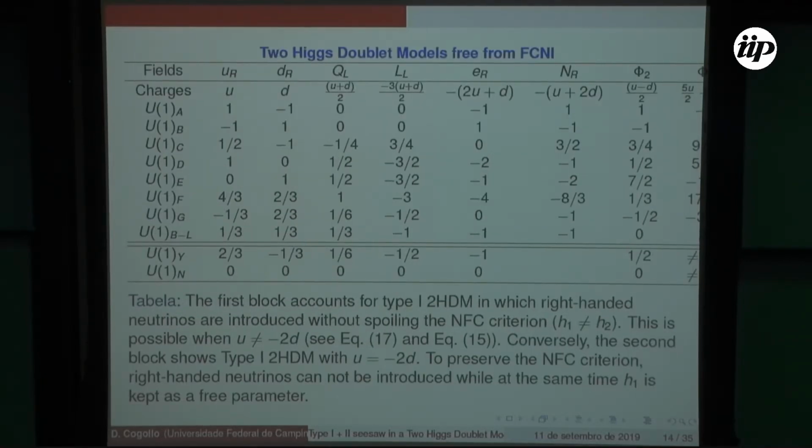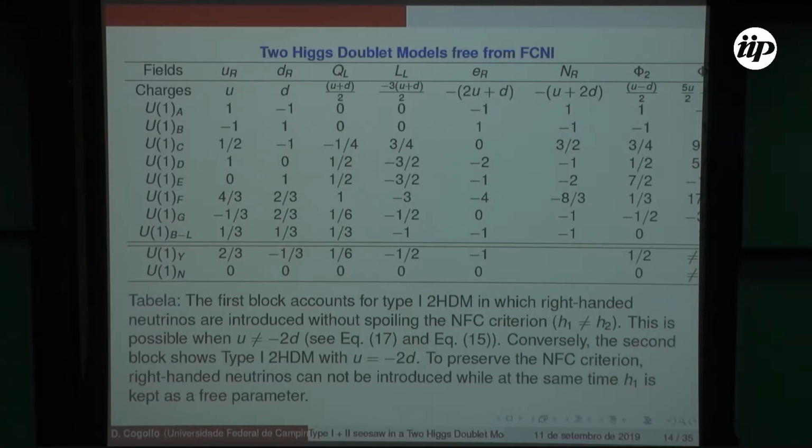Here in this table, we show a class of models generated in this Type I Seesaw mechanism, for example. The first block of this table shows models that generate masses for the neutrinos and also prevent flavor changing neutral interactions. And these two models just avoid flavor changing neutral interactions but can't generate masses for the neutrinos. Because in these cases, U equals minus 2D. And if U equals minus 2D, we obtain that H1 equals H2, and this is forbidden because this is the assumption we are making to eliminate the flavor-changing neutral interactions.